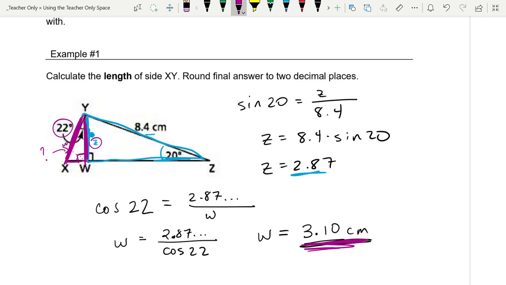All right, so that's example 1. Give you a sec to catch up to me. All right, 1 down, 4 to go. Example 2.